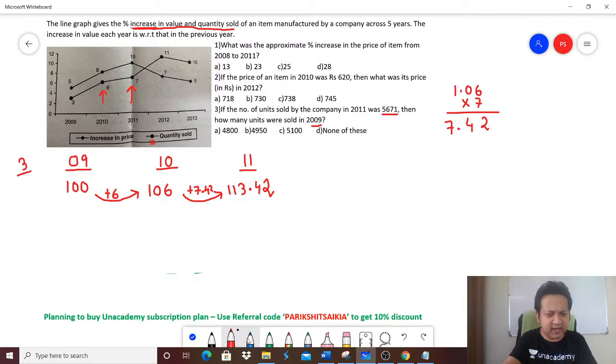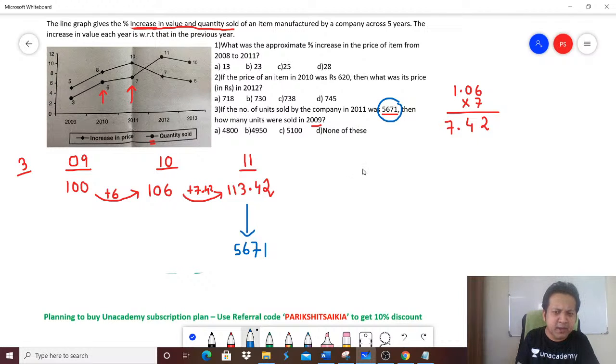Now the question says it is not 113.42. The question says in 2011, the number of units sold is 5671. Fine. You need to make the adjustments at last. So you need to make sure that 113.42 becomes 5671. So how will you do it?